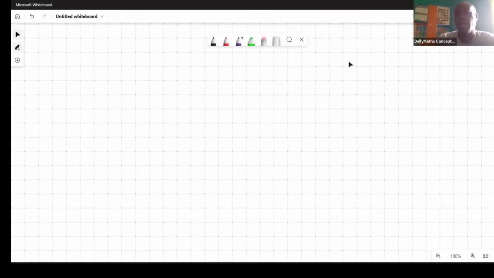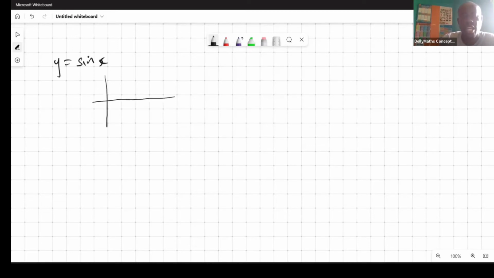All right, what we want to look at today is trigonometric graphs. We want to look at graphs and trigonometry. Firstly, what we have to do is to quickly understand the shapes for y is equal to sine x. So y is equal to sine x will always take the shape of this form.